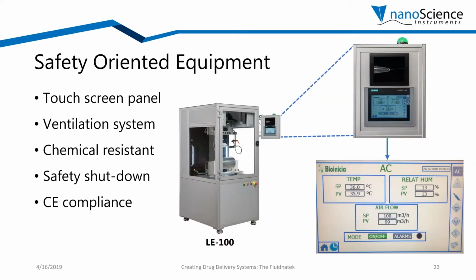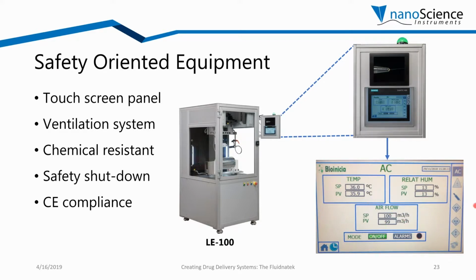One of the main aspects for our Fluidnatek equipment is that all of them are safety-oriented. The parameters are controlled from a touchscreen panel, preventing the user from being exposed to any of those adverse components. For example, the image is showing a close-up of the tab that controls the temperature, relative humidity, and also the airflow. So we have that option for controlling the AC: temperature, relative humidity, and also the airflow.